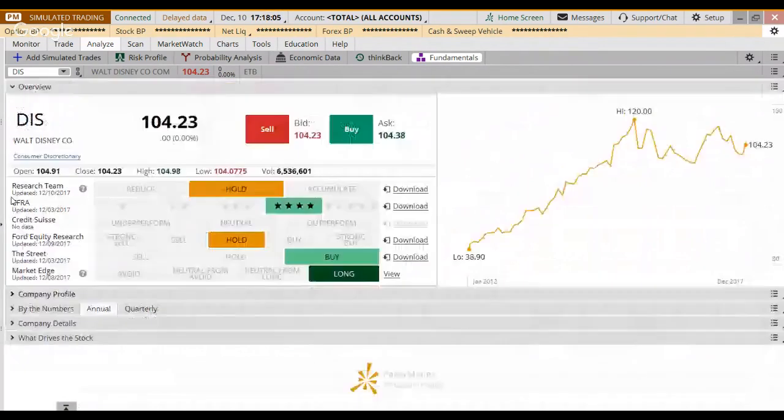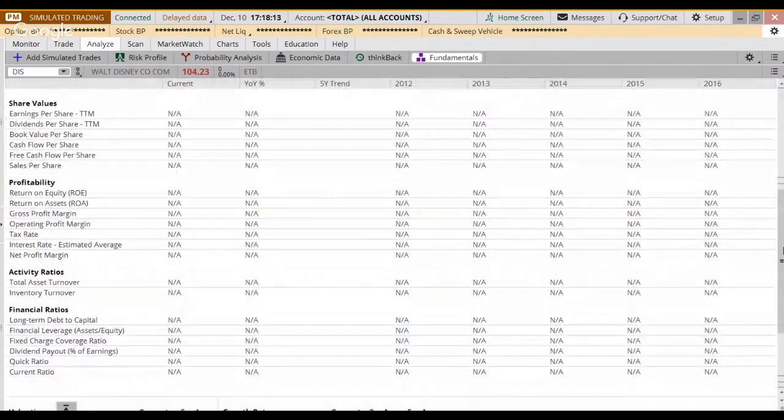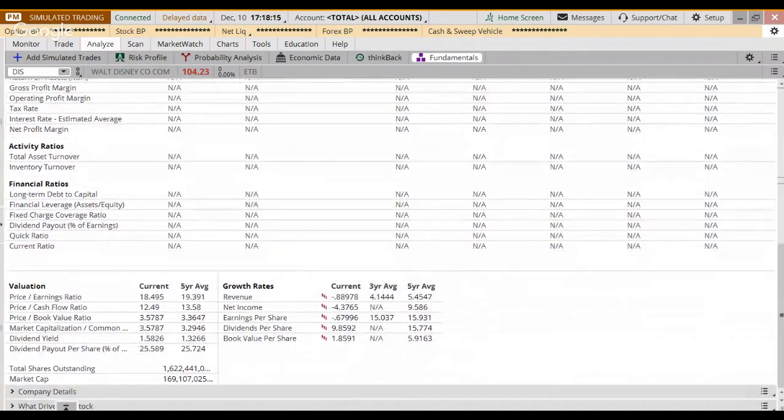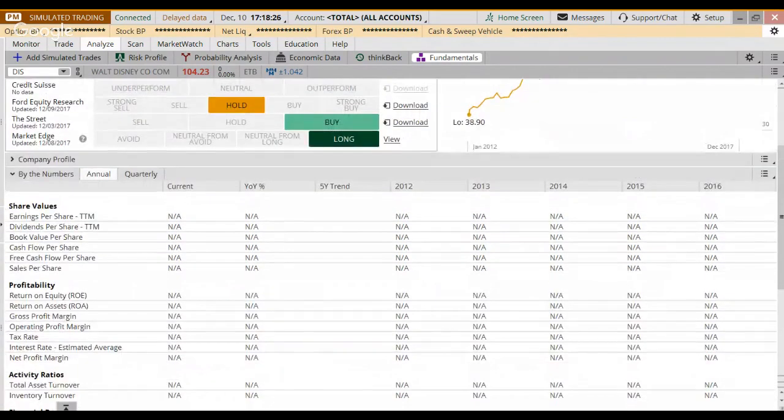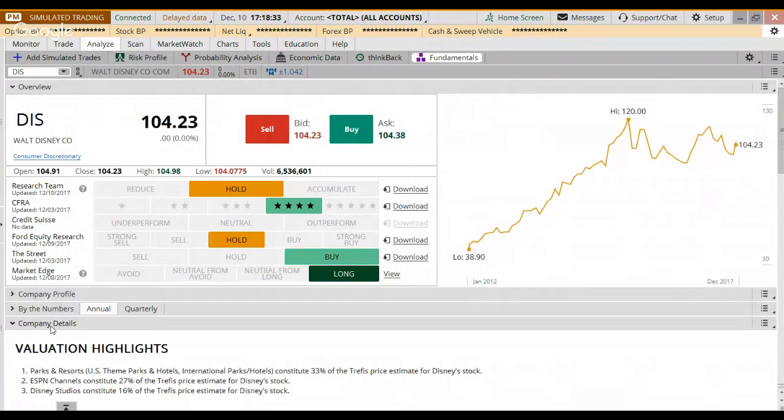Okay, let me put this up. By the numbers, it gives you all the numbers quarterly, how it's been doing, earnings per share, if it's profitable, everything, the market cap, all the numbers that you would need to know. Or if you want to really get deep into it, this is where you find all the numbers. Okay. The company details tell you other things, like what percentage. Okay, like ESPN channels, 27%.